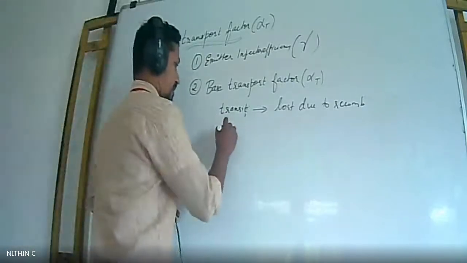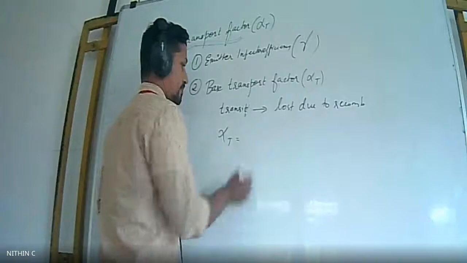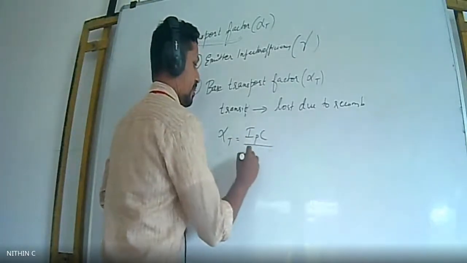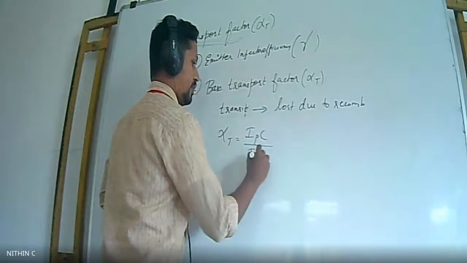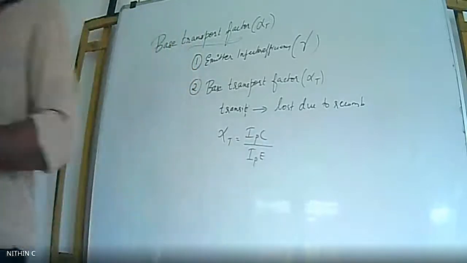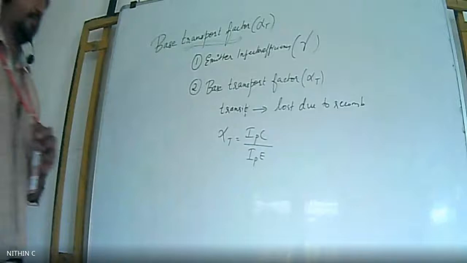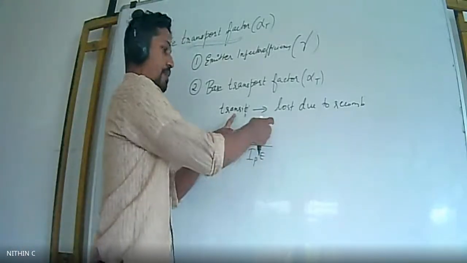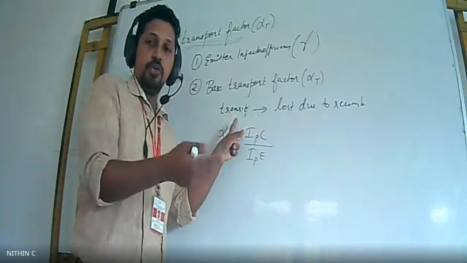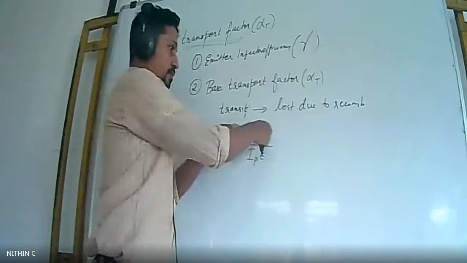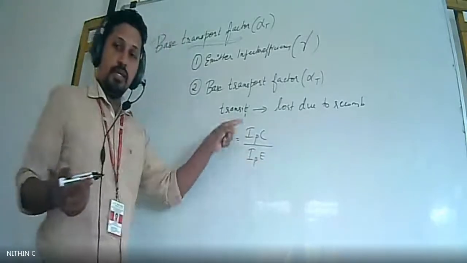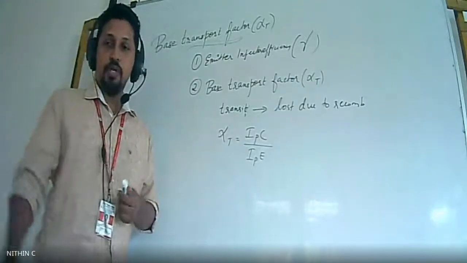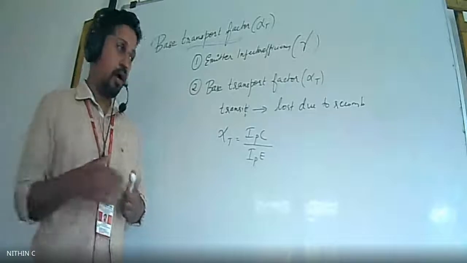So base transport factor alpha T can be represented as IPC divided by IPE. What is our output? IPC, that is our collector current due to holes. Right? What is the input? IPE. By taking the ratio, you will understand how much of the input has reached the output.